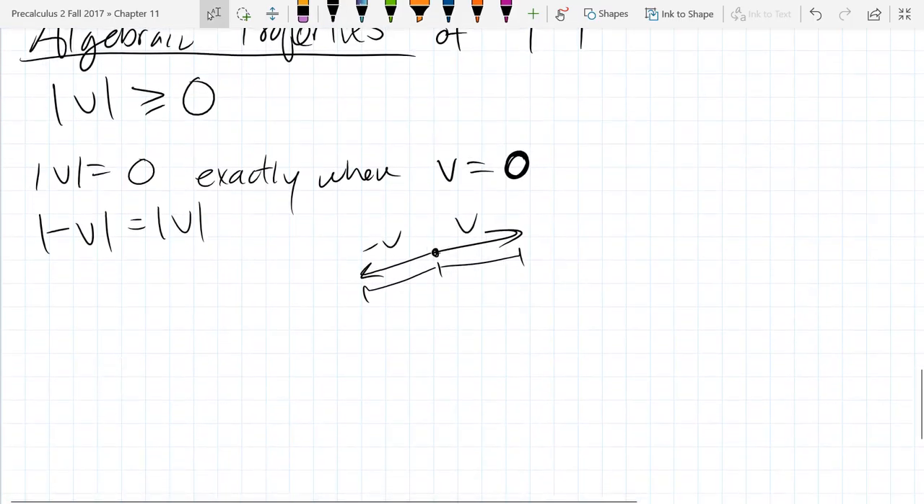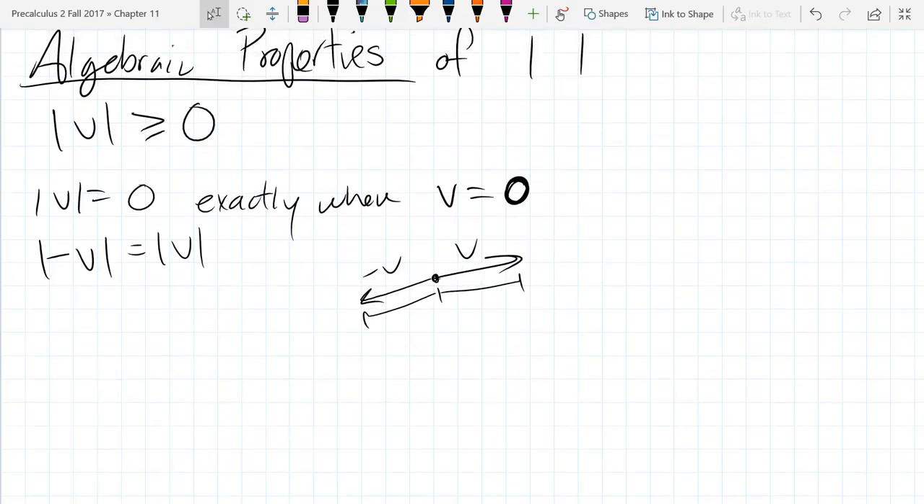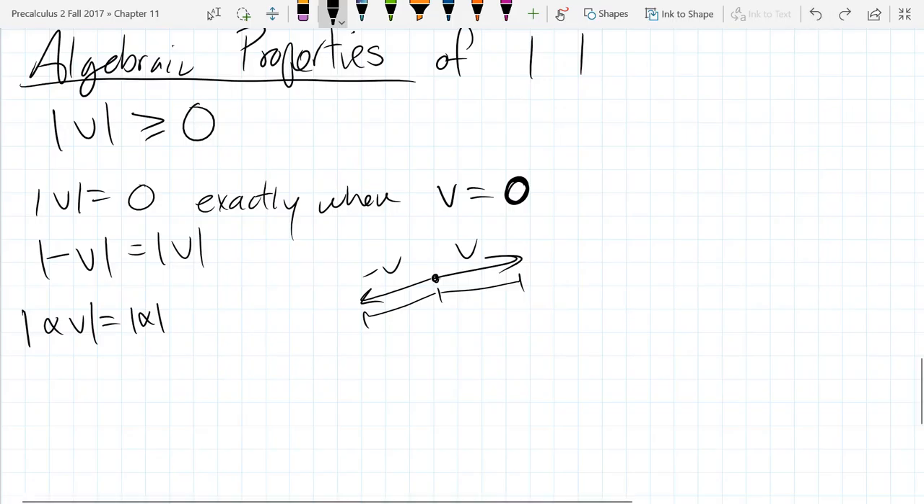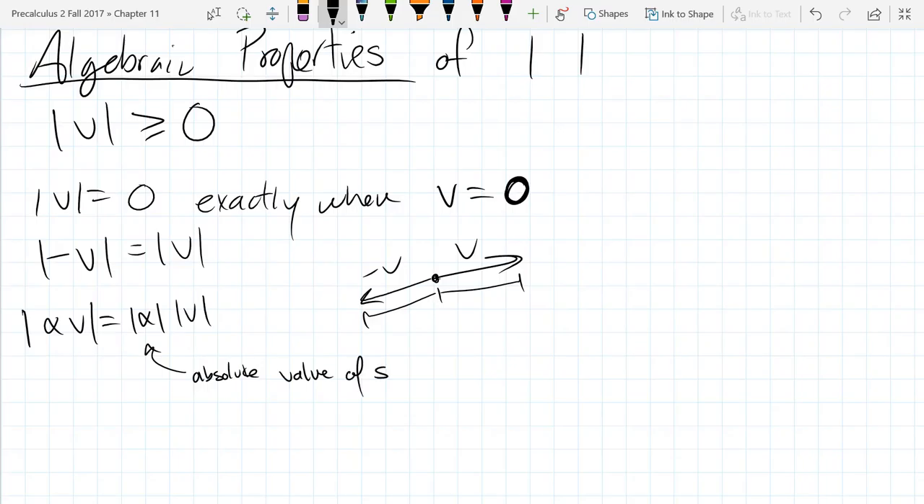All right, the last useful property. If you go alpha times v, so again, alpha is a scalar, alpha times v, that's going to be absolute value of alpha times your vector magnitude of v. So the first one's absolute value of the scalar. The second one is the magnitude of v.